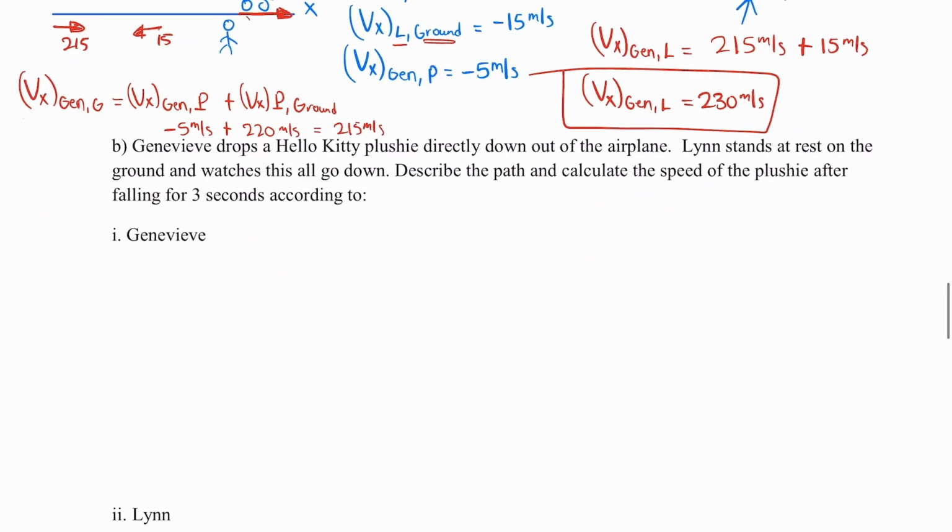Part B says, Genevieve drops a Hello Kitty plushie directly down out of the airplane. Lynn stands at rest on the ground and watches this all go down. Describe the path and calculate the speed of the plushie after falling for 3 seconds according to Genevieve and Lynn.